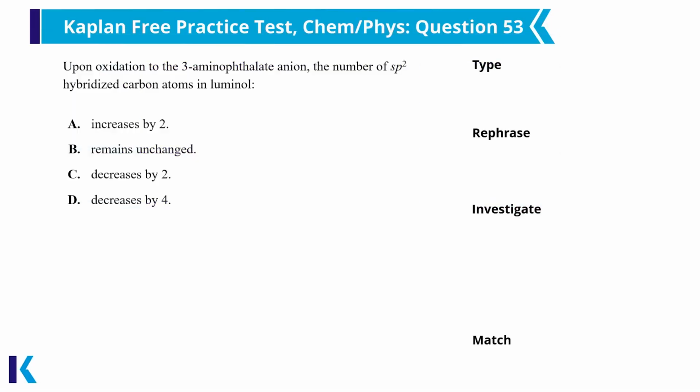Taking a look at question 53, the first thing I notice are those answer choices, with something about a change in number. The question stem references luminol, so this is probably a passage-based question. Examining the question more carefully, it's asking how the number of sp2 carbons in luminol changes when it turns into 2-amino phthalate, so definitely need to head back into the passage.